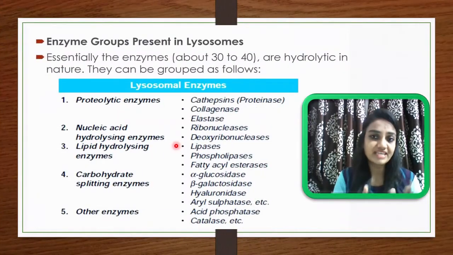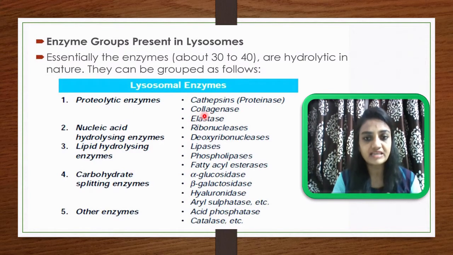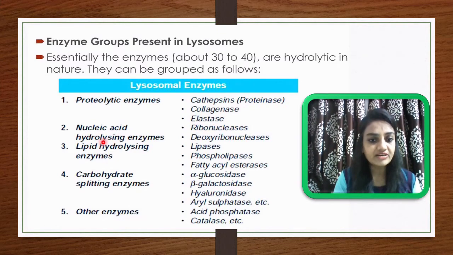So the lysosome, as I told you, is a rich source of enzymes. Let me discuss which types of enzymes are particularly present in the lysosome. Essentially, about 30 to 40 enzymes present in the lysosome are hydrolytic in nature. They can be grouped as follows. Some of them are proteolytic enzymes, which include cathepsins, that is a proteinase, then collagenase, then elastase. Then the nucleic acid hydrolyzing enzymes include ribonuclease, which will degrade RNA, and deoxyribonuclease. The third group is the lipid hydrolyzing enzymes, which include lipases, phospholipases and fatty acyl esterases.